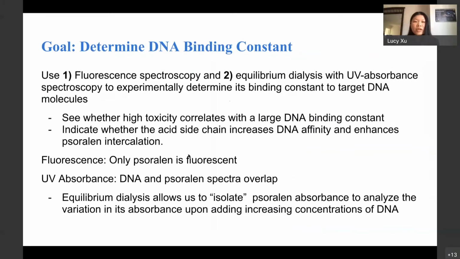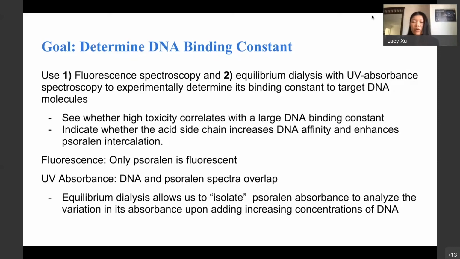So my goal with this project was to determine the DNA binding constant of 6E, in particular using 2 methods: fluorescence spectroscopy and equilibrium dialysis with UV absorbance spectroscopy, to experimentally determine its binding constant to target DNA molecules, specifically AT40, because sorrelins are able to best intercalate with adenine and thymine. And this would allow us to see whether the high toxicity correlates with a large DNA binding constant and elucidate the mechanism with which sorrelin induces cell death. And this would also indicate whether the acid side chain increases DNA affinity and enhances sorrelin intercalation.